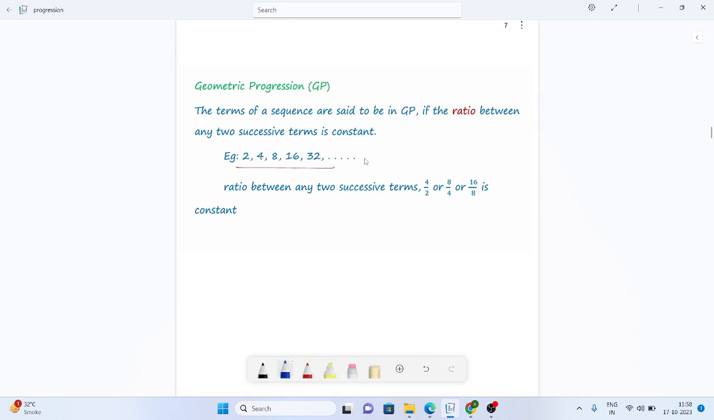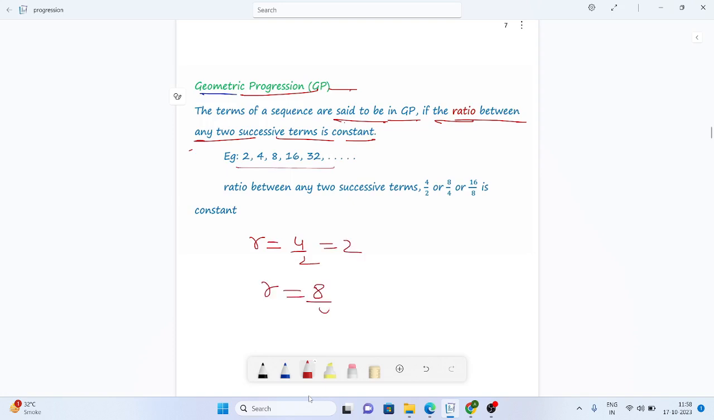Now we move on to the second progression, which is nothing but geometric progression or GP. So in AP, difference is constant, but in GP, the terms of a sequence are said to be in GP if the ratio between any two successive terms is constant. So if I take the ratio between any two successive terms, like 4 by 2, I denote it by R. 4 by 2 is 2. 8 by 4 is 2. 16 by 8 is 2. So when ratio is constant, then the sequence is GP.